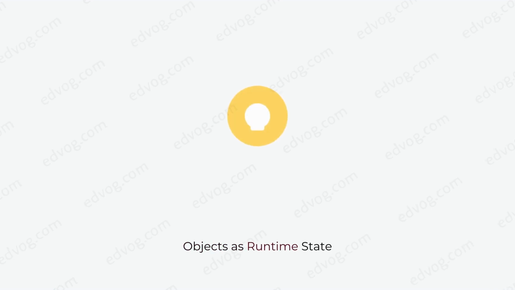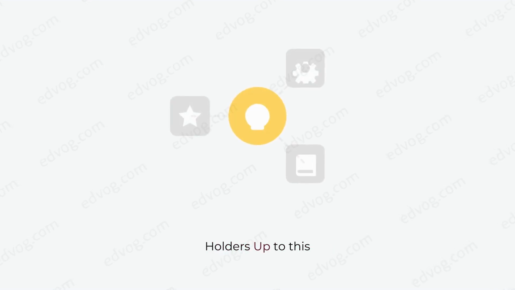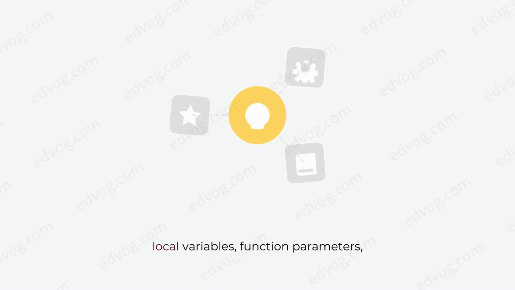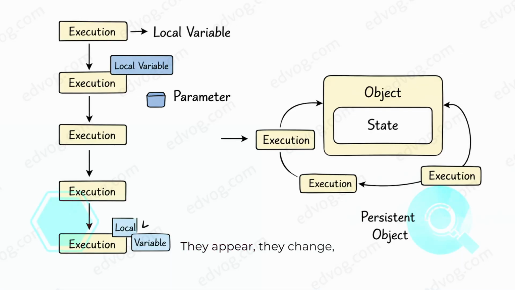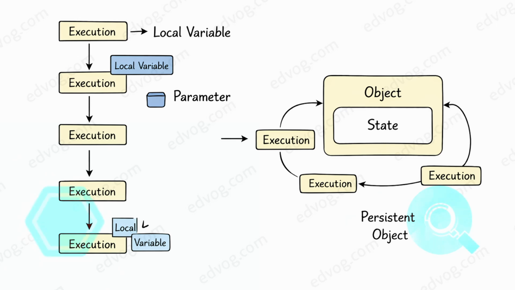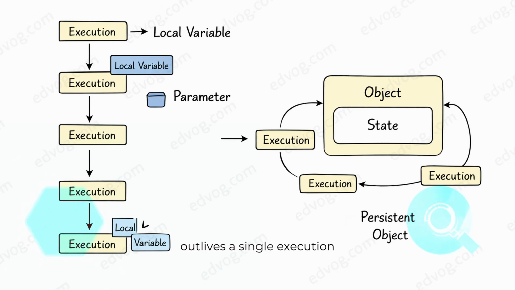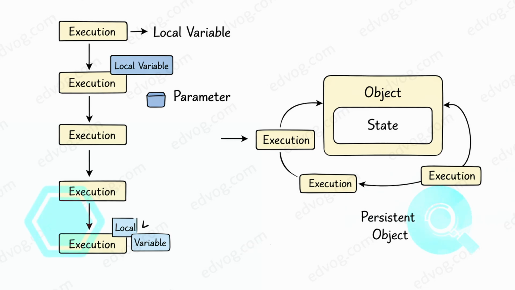Objects as runtime state holders. Up to this point, most of the state we discussed has been temporary. Local variables, function parameters, intermediate values. They appear, they change, and they disappear as execution flows. Now we cross an important boundary: state that outlives a single execution path. This is where objects enter the picture.